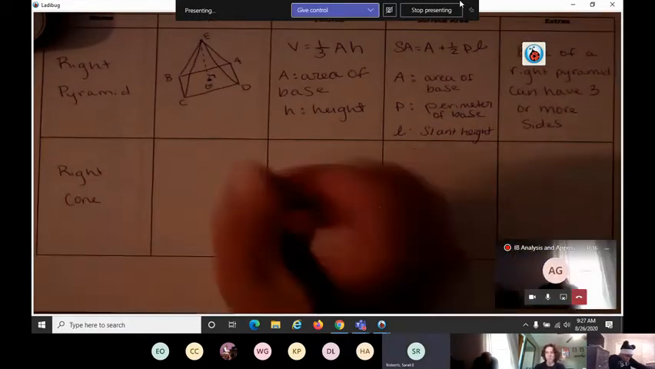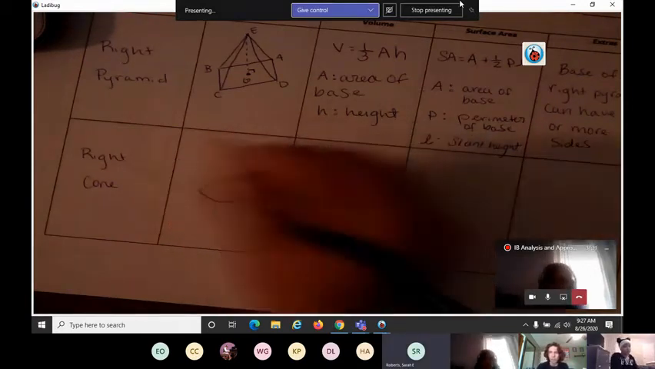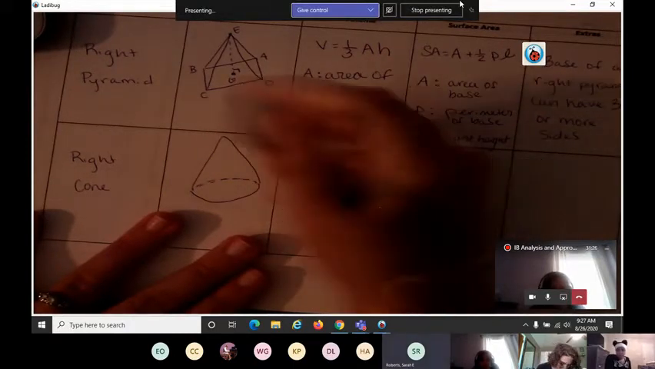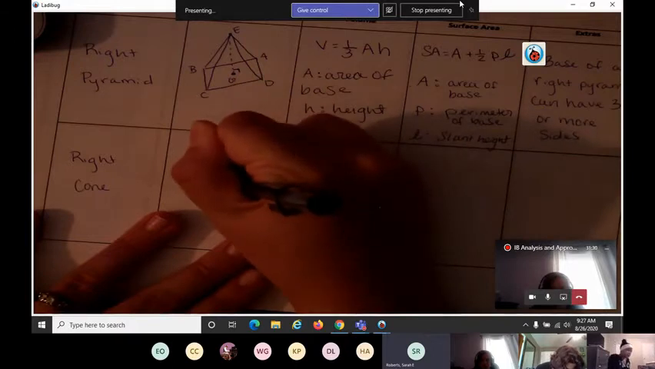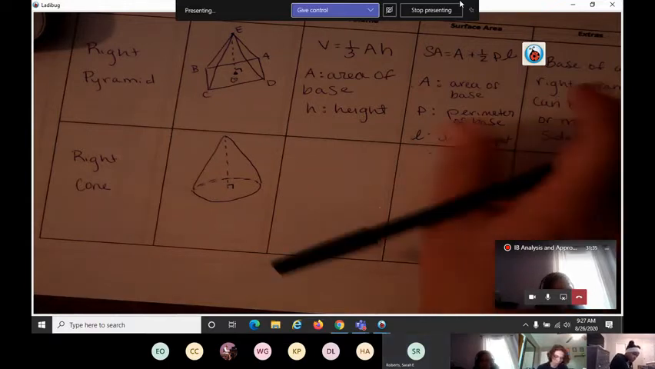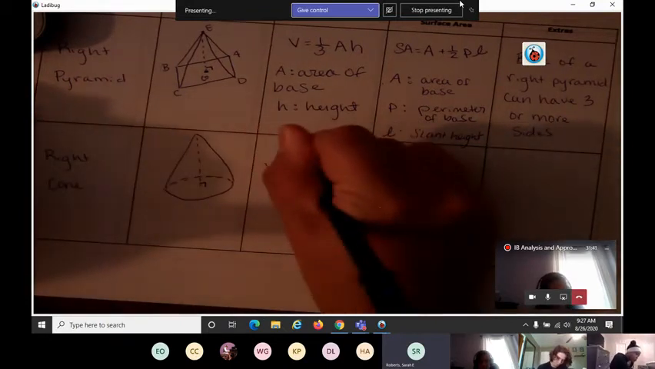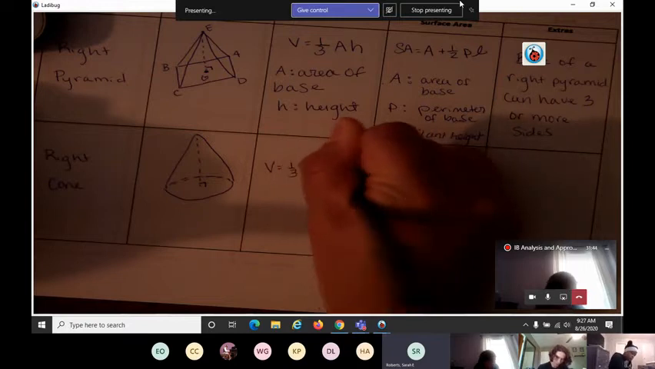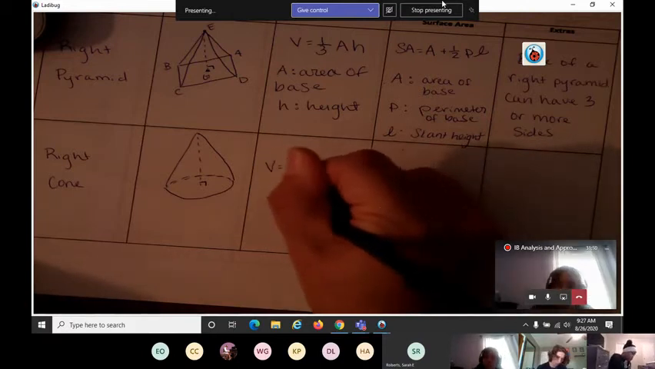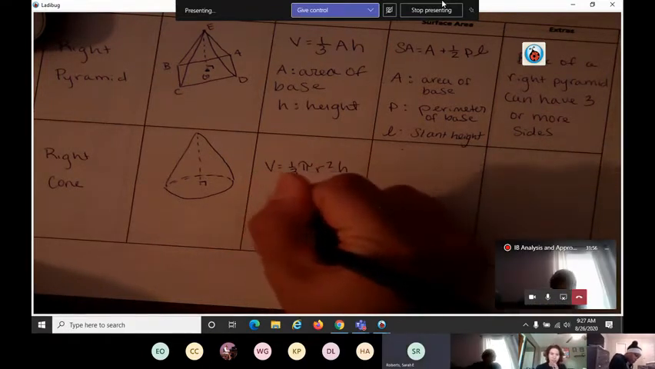All right, so we have a cone. Ooh, this is a bad one. I apologize. And it's a right cone because the angle between the vertex and the base is a right angle. Okay. Your volume of a cone is going to be 1/3 pi r squared h. R is the radius of the base. H is height. Oops, that was an ugly H.